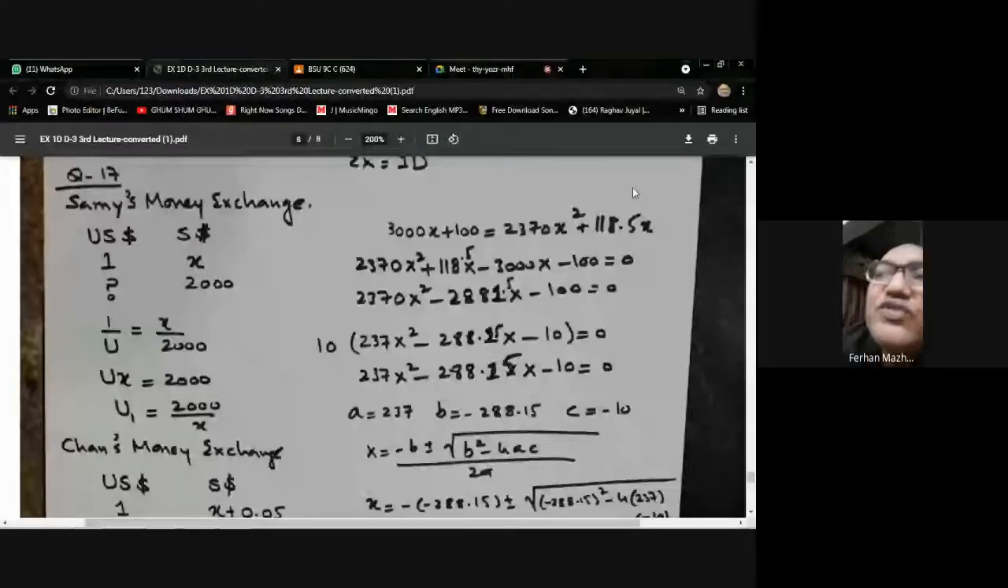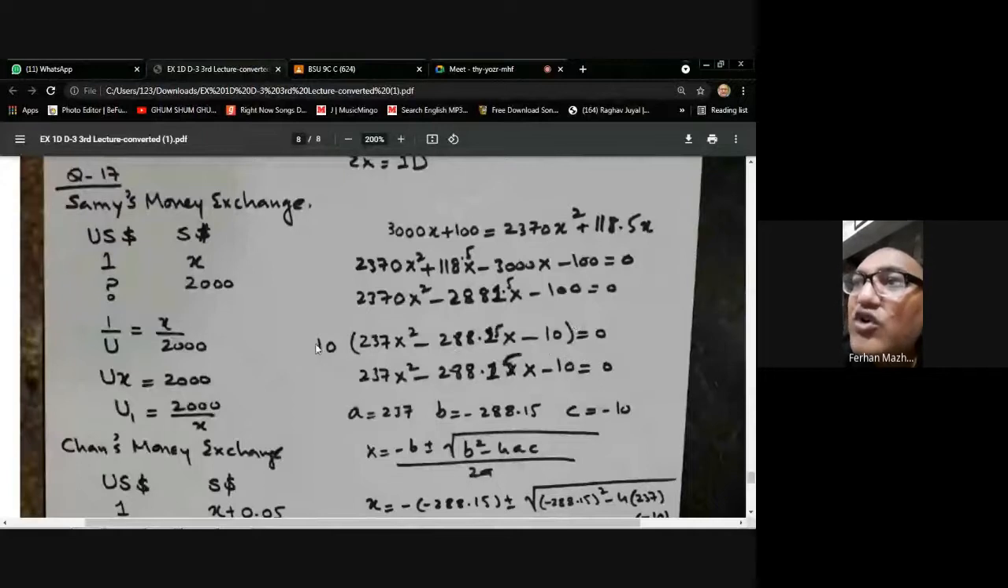So you will have 2370X square plus 118.5X minus 3000X minus 100 equals 0. So you will have 2370X square minus, from these two terms, 2881.5X minus 100. From these three terms, I have taken 10 common. So when you take 10 common, it will be 237X square minus 288.15X minus 10 equals 0.